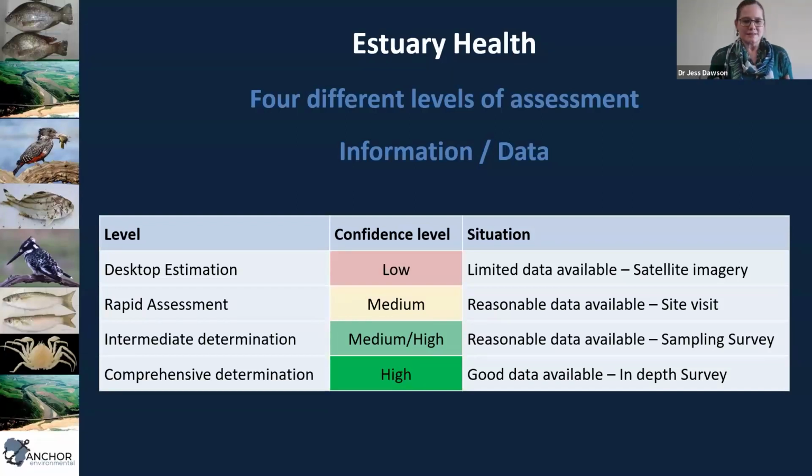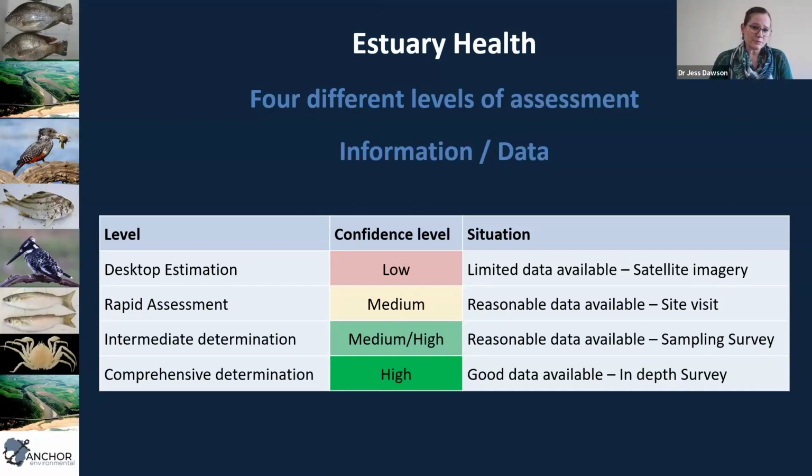So there is a variation in how well we can do this. There are different categories of assessment or different levels of assessment, all of which are dependent on the information and the data we have available, which is always the biggest issue: give me more data. I always want more data. So if, for instance, we're doing a desktop assessment, that's me sitting on my computer, doing a literature review, looking for the available information and looking at satellite imagery, which means that my confidence in the assessment of the health of the estuary is fairly low.